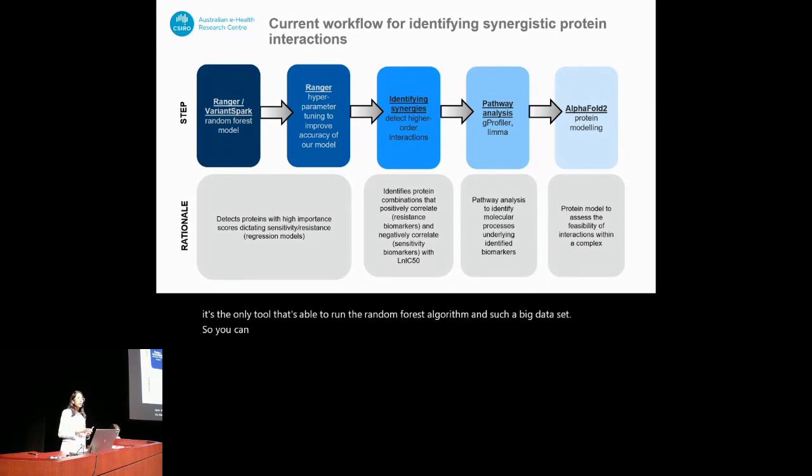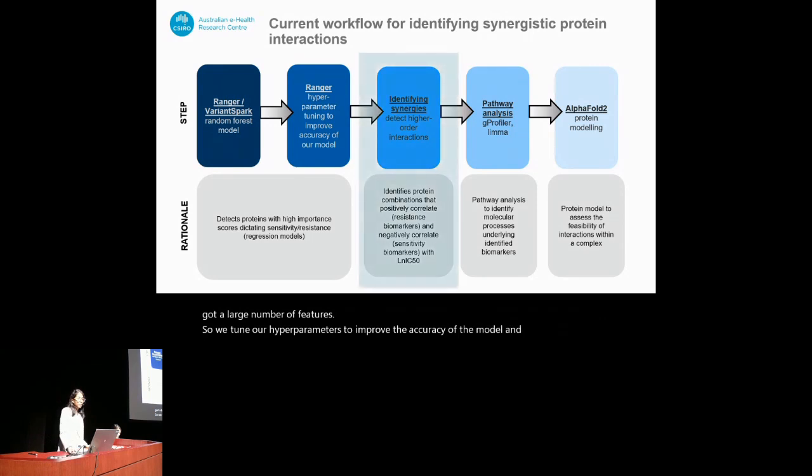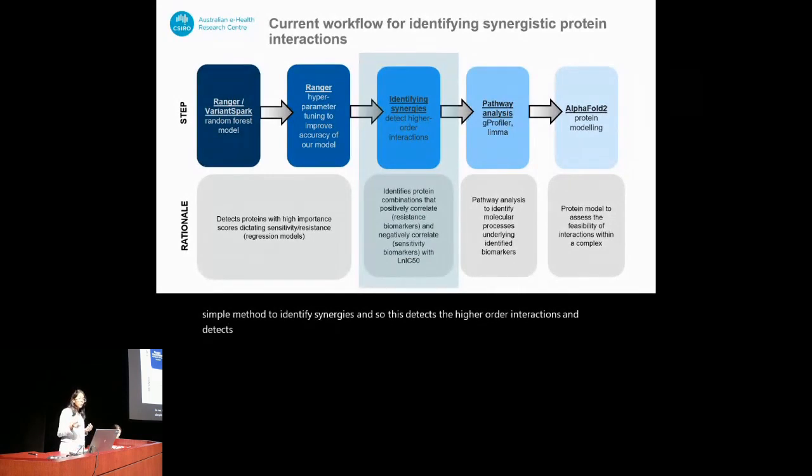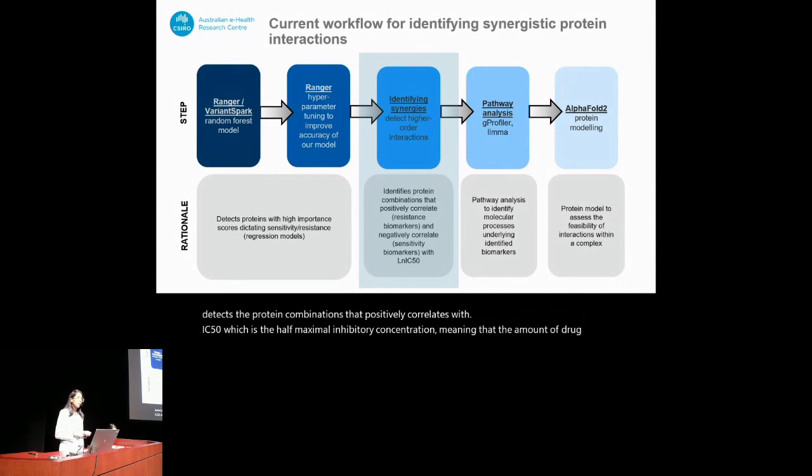So you can see that such a tool is really valuable for multi-omic data sets where the data set will be really wide and not as long, which means you don't have as many samples, but you've got a large number of features. So we tune our hyperparameters to improve the accuracy of the model, and then we use a simple method to identify synergies. And so this detects the higher order interactions and detects the protein combinations that positively correlate with IC50, which is the half maximal inhibitory concentration, meaning the amount of drug that's required to kill 50% of the samples. So the higher the IC50, the more resistant the cell is to a certain drug.